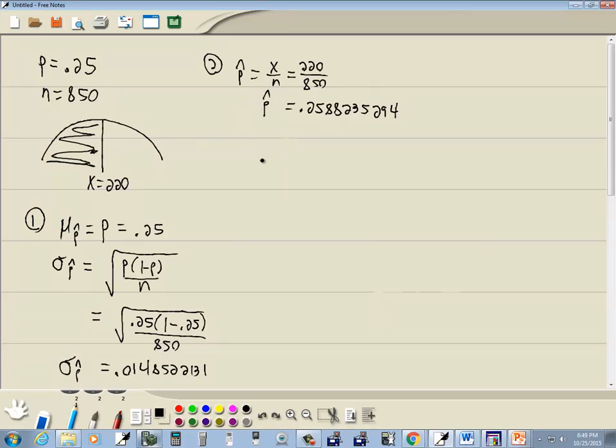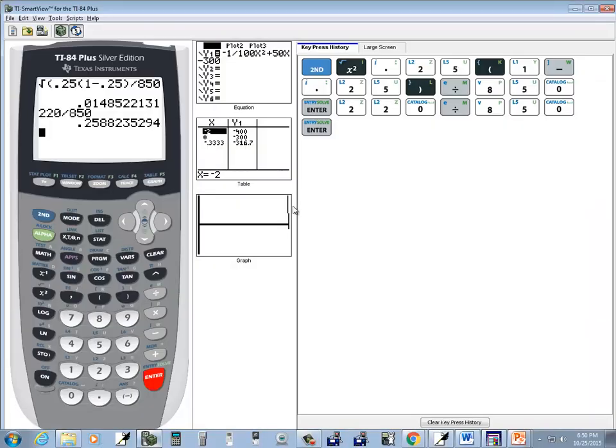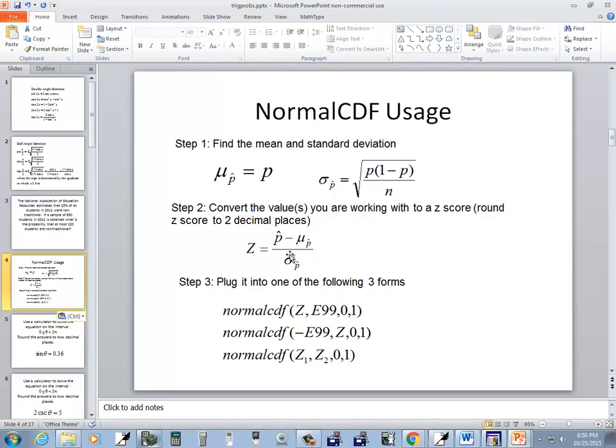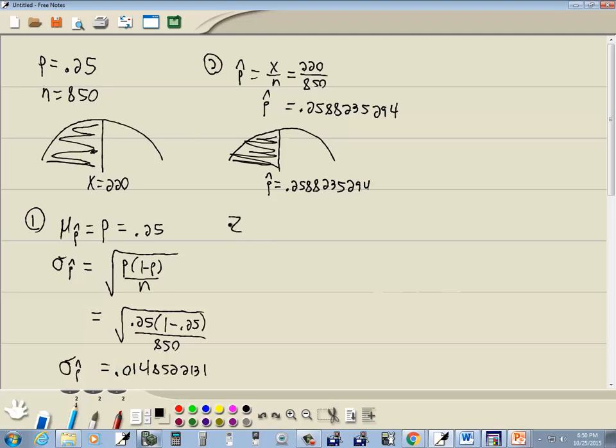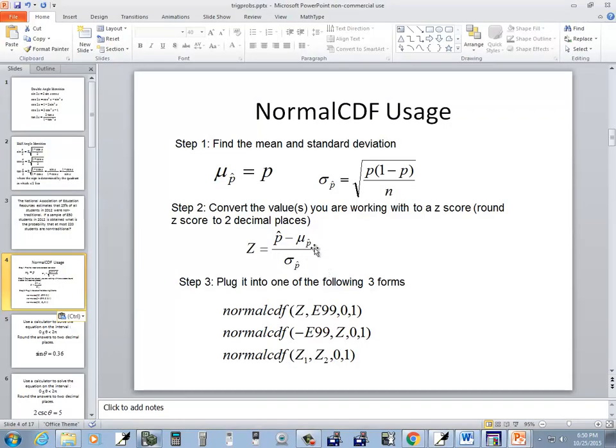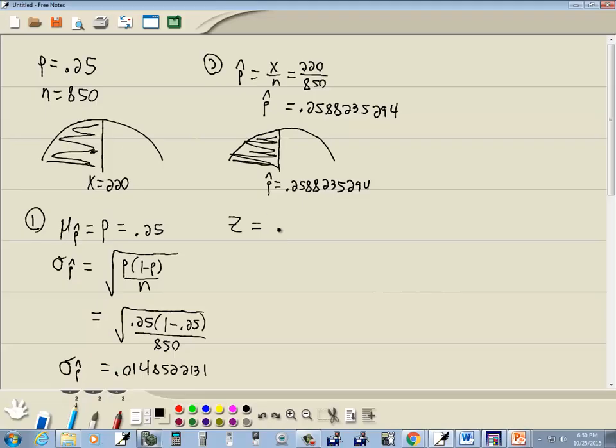Okay, that's p hat. Now our picture has changed. Instead of that being x equals 220, the picture is exactly the same, but the value down here is now p hat equals 0.2588235294. Still shaded to the left. That doesn't change. So that's what our picture looks like now. Okay, so step 2 says we need to find z. Z is equal to p hat minus mu sub p hat over sigma sub p hat.